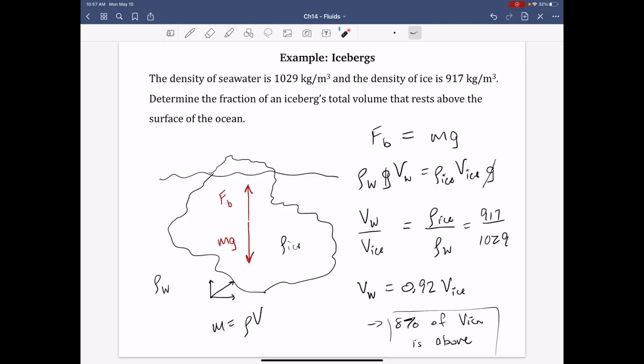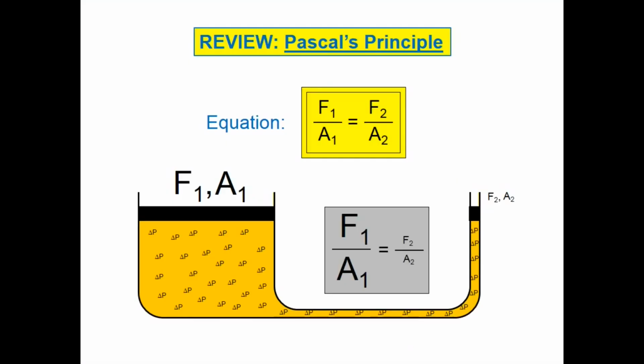Thanks for watching. To review, hydraulic jacks, based on Pascal's principle, conform to this equation. The force on one piston divided by the area of that piston is equal to the force on the other piston divided by the area of that piston, which allows you to multiply a force based on the difference in areas between these two pistons.